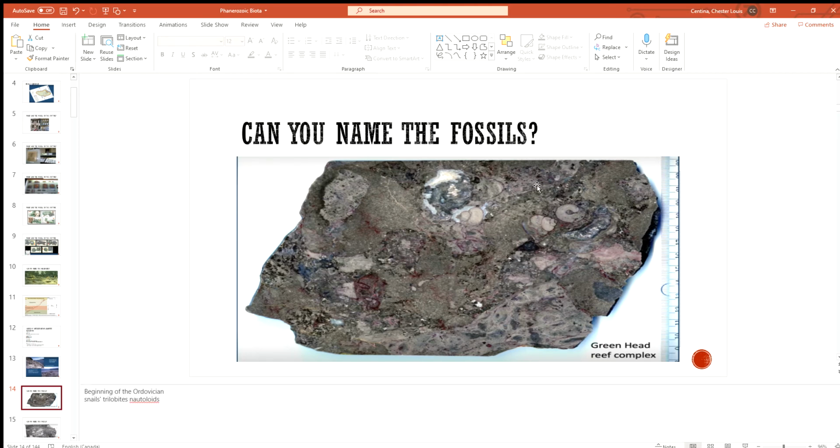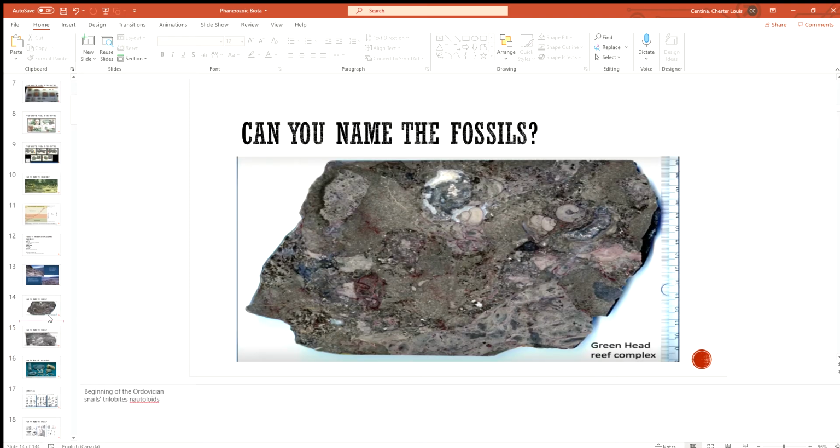Nautiloids. This is a nautiloid. This is a snail, or it's a cephalopod. This is a deposit, a bunch of sand deposited here, and some of them are burrows.